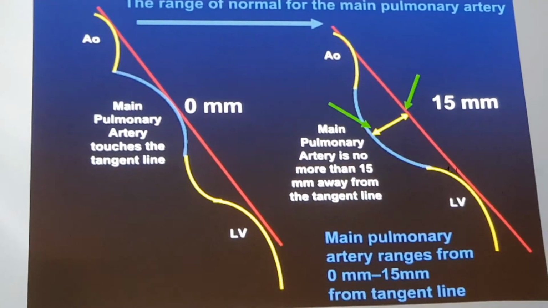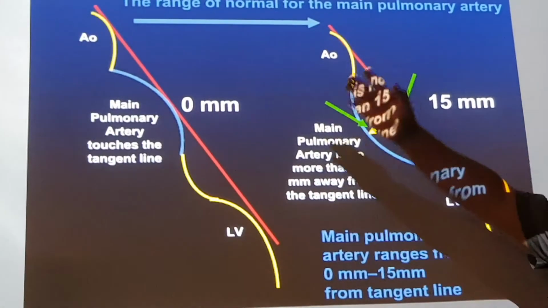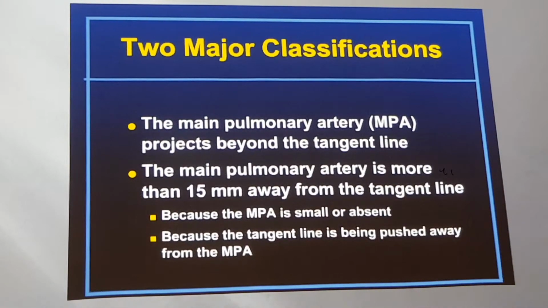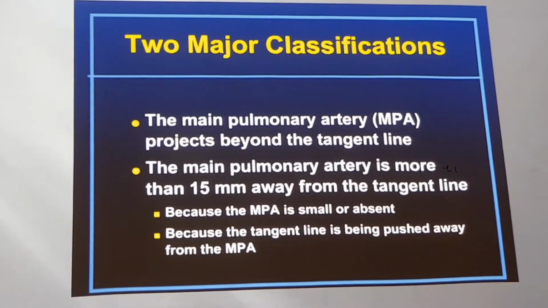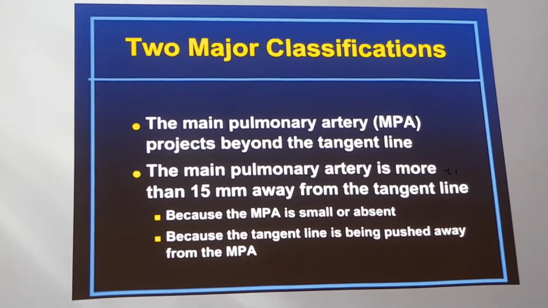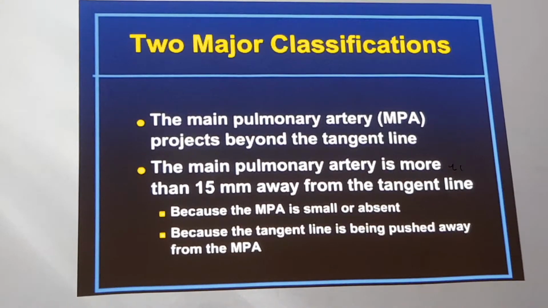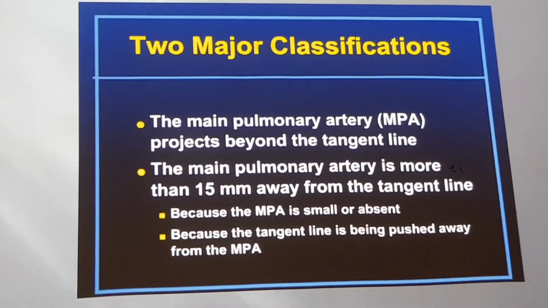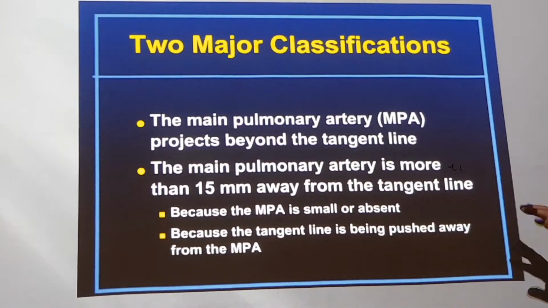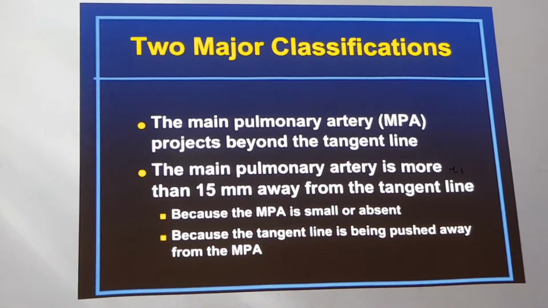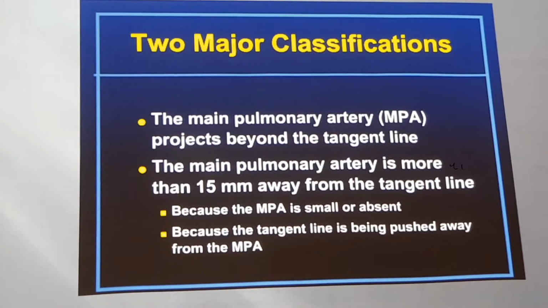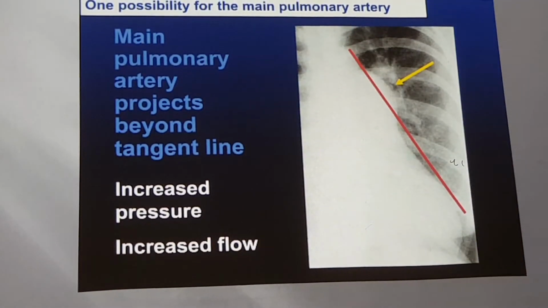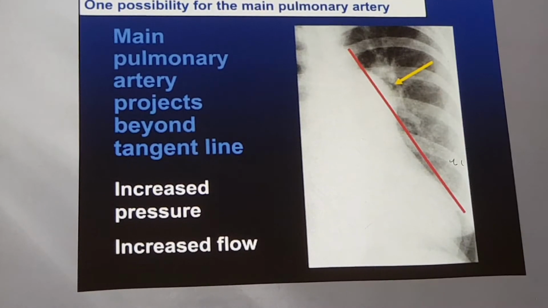So you actually can do that, diba? From the cardiac apex to the aortic arch. So there are two major classifications. So the main pulmonary artery segment projects beyond the tangent line. So the main pulmonary artery is more than 15 millimeters away from the tangent line. So that means that because the MPA is small or absent, or because the tangent line is being pushed away from the MPA.